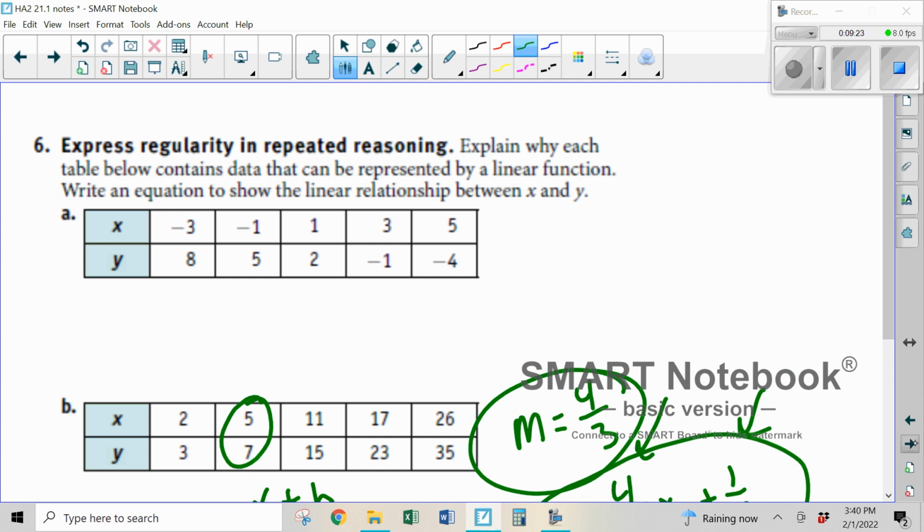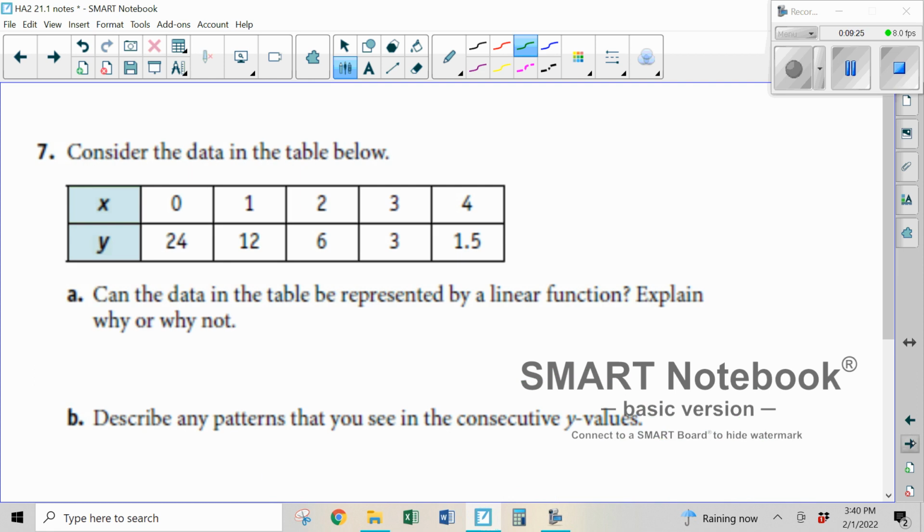Let's look at 7. Consider the data in the table below. Can the data in the table be represented by a linear function? Explain why or why not. Okay, so they set up some nice x's. It's going up by 1, so it should be very easy to tell without doing much calculating. The y should be doing the same thing since the x is increasing by 1. This is going down by 12. This is going down by 6. Definitely not linear.